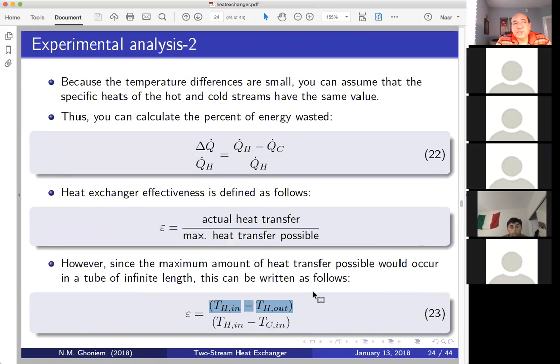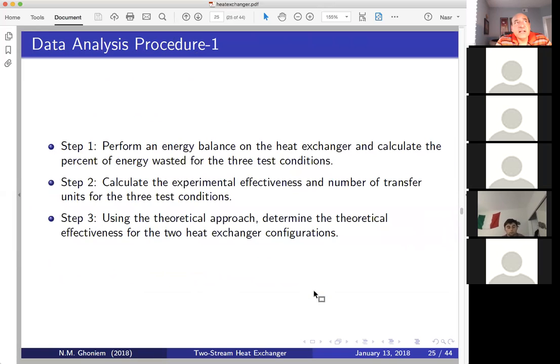So for all practical purposes, we now can calculate the energy balance. We can calculate the experimental effectiveness. And also we can calculate the number of transfer units. You can see that in a few minutes you can get the energy balance. In a few minutes you can get the epsilon, but in a long time you're going to get the NTU. The reason is because you have to calculate all these correlations and find capital U and then add them together and then make the corrections and all of this stuff to get NTU.